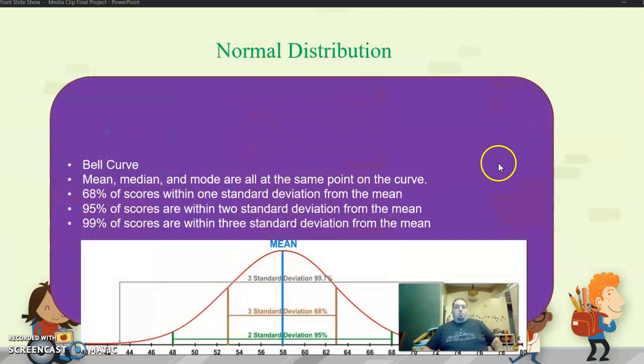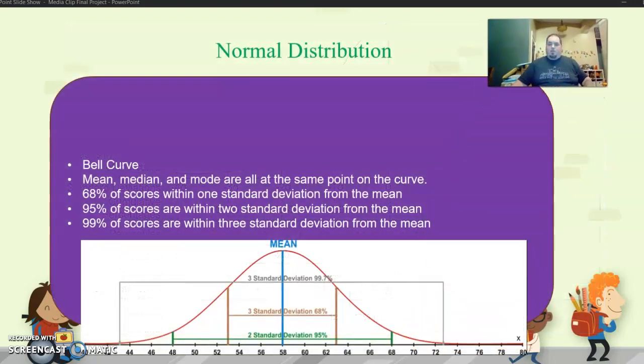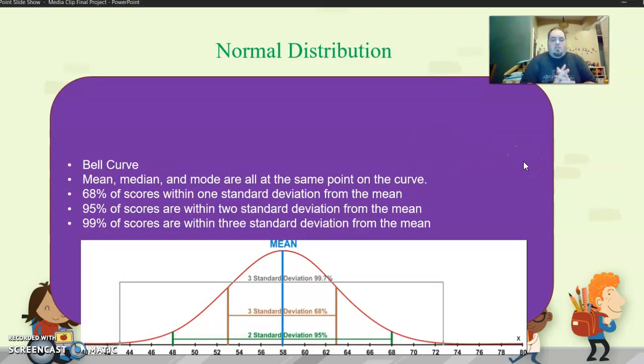So then we talk about normal distribution. Normal distribution is based off, let's move up here. There we go. This is a bell curve. The mean, median, and mode are all at the same point on the curve. If the mean is there and the median and mode are not the same as the mean, that turns into a skewed normal distribution. So with the normal distribution, 68% of scores are within 1 standard deviation from the mean. 95% of scores are within 2 standard deviations from the mean, and 99% of scores are within 3.